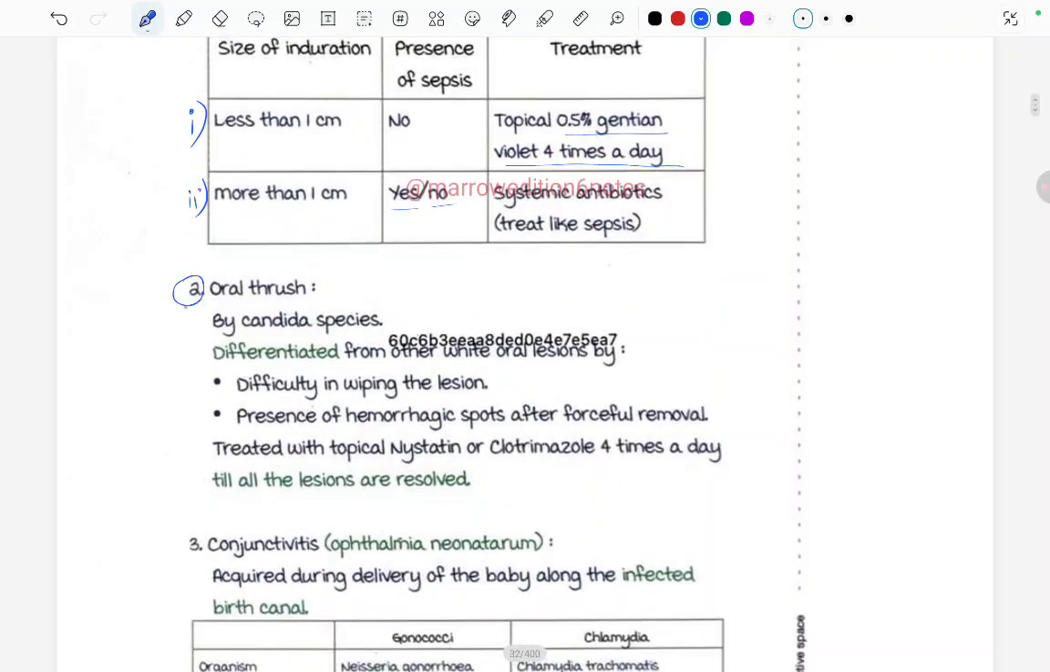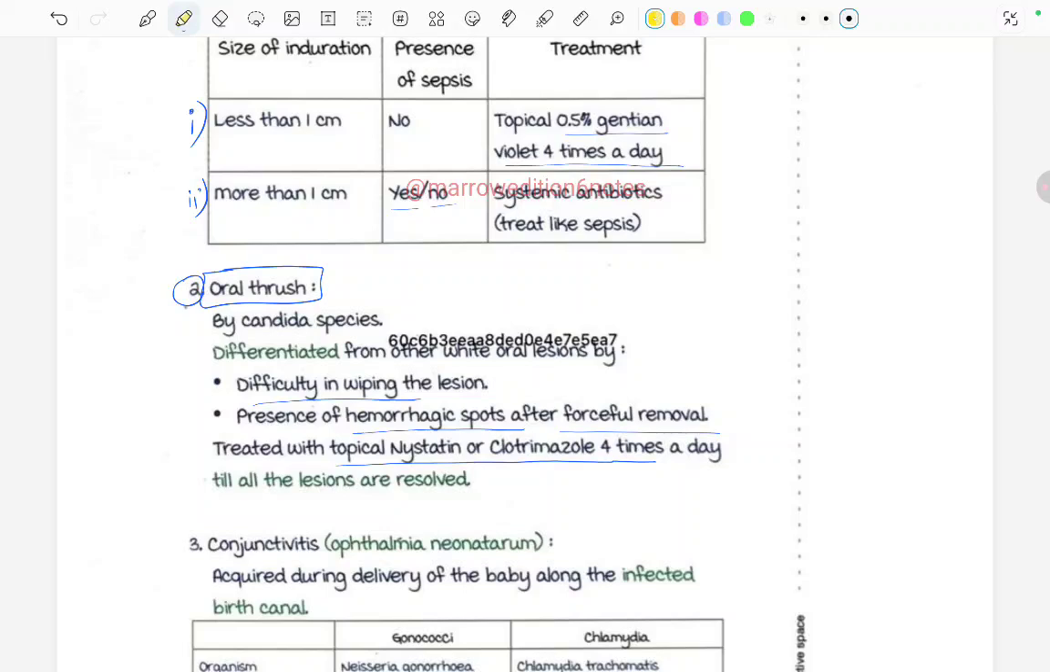Second superficial infection is oral thrush, that is by Candida species, and it is differentiated from the other white oral lesions by difficulty in wiping the lesion and presence of hemorrhagic spots after forceful removal. So this is how we will diagnose that it's oral thrush. It is treated with the topical nystatin or clotrimazole 4 times a day till all the lesions are resolved.